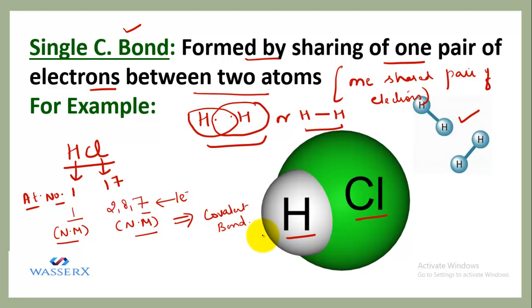So let's say you get two questions, one is NaCl, another is HCl, and somebody asks you to find out the nature of bonding between the two. As you can see, they resemble each other in chemical formula, but the type of bonding is different.